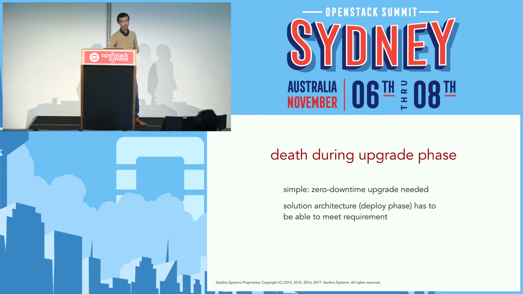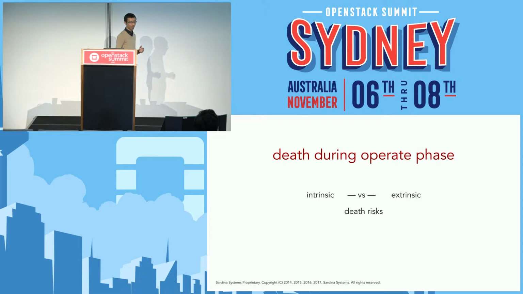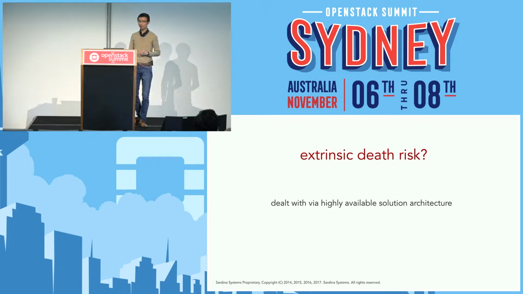Now, if we switch to looking at death during the upgrade phase, we've got two types of risks: intrinsic risk and extrinsic risk. What about extrinsic death risk? Extrinsic death risk is external to OpenStack, as in it is not due to anything inside OpenStack itself. The cause isn't originating from within OpenStack itself. So this you can deal with using a traditional HA solution architecture.